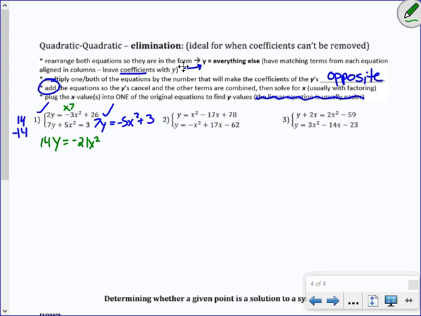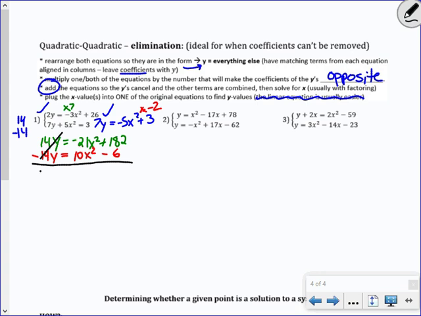26 times 7. Everybody with me on the first one? Alright, now the bottom equation starts off at 7y, but because this one's 14, I need that to be -14. I'm going to multiply the second equation by -2. That means -14y, positive 10x squared, negative. Right? Sometimes you do have to multiply both equations, not just one, when you use coefficients.